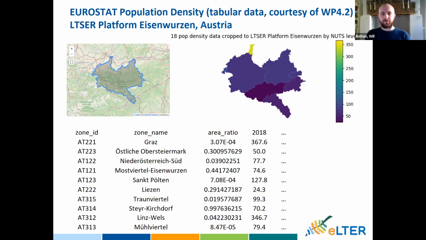So we can see that for each of the zones that falls within the LTSER platform, we have the ID of that zone and the friendly name. The area ratio column here gives you that extra information we talked about earlier. So in this case, this is how much of the zone falls within the park versus how much falls without. Of course, these values all range from 0 to 1. And we have no zeros because those have been filtered out of the data set.